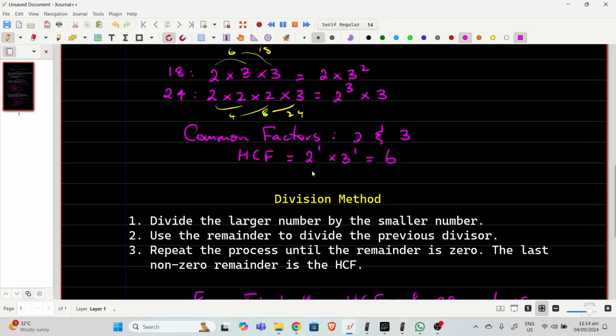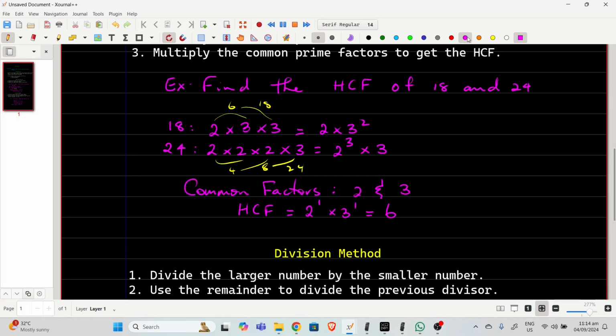You can test this with this one as well, let me put it in yellow. So 24 divided by 18 would give me 1 remainder of 6. And then I can say, okay, well, 18 divided by 6 would give me 3 remainder 0. So that means 6 is the HCF. And notice that's the exact same answer we have over here.